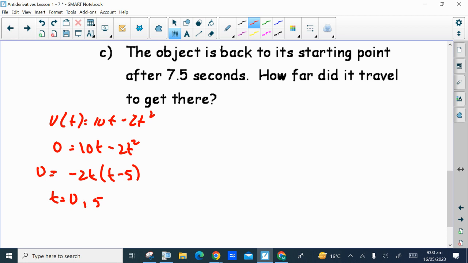So obviously at time 0, the object hasn't started moving. The second solution to this quadratic is 5, so that means the object took 5 seconds to get to the point where it stopped, and then it came back, and because the total amount of time that it traveled was 7.5 seconds, that means it took 5 seconds to get to the end, stop, but only 2.5 seconds to come back. So again, it moves faster coming back than it did going.